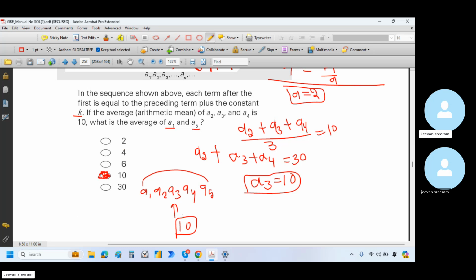The middle number in the sequence. The median and the average are going to be the same for any arithmetic progression. If the numbers are in arithmetic progression, the median and arithmetic mean are going to be the same. So the average of A2, A3, A4 is 10, so median A3 is also 10. Similarly, for the average of A1 and A5, they are all in arithmetic progression. The middle number is A3. That's 10.